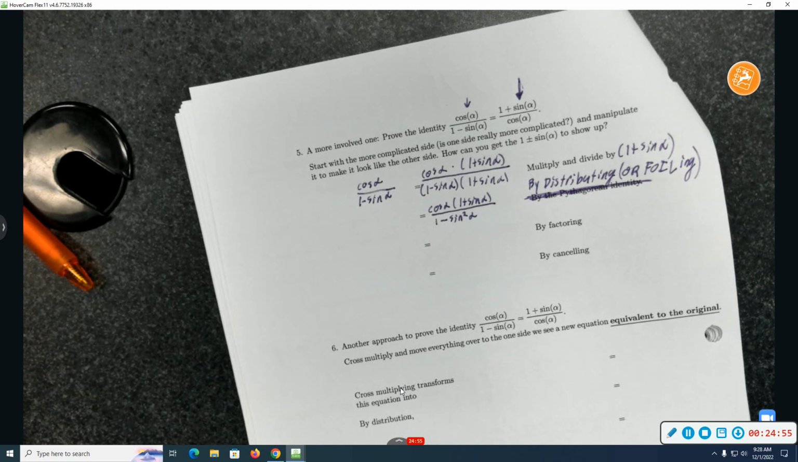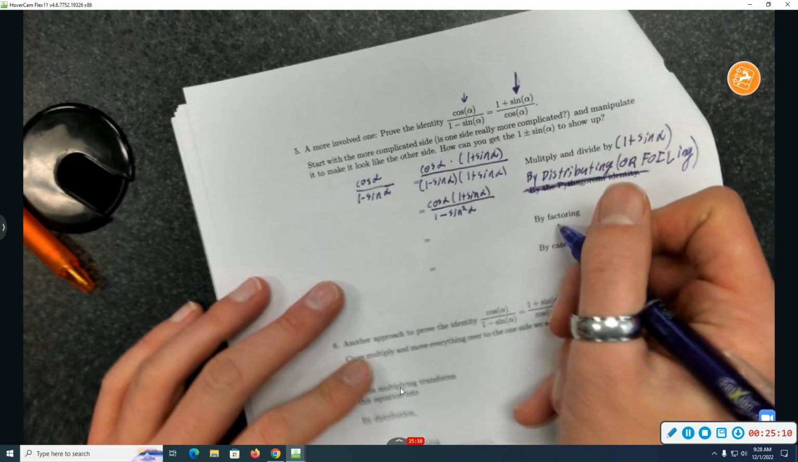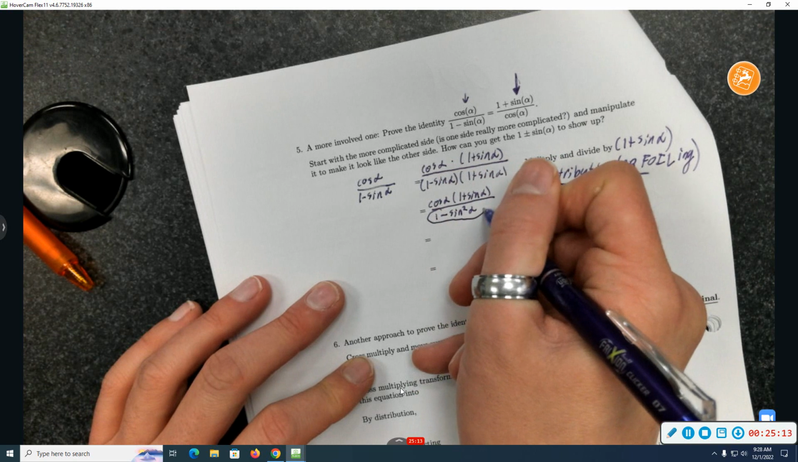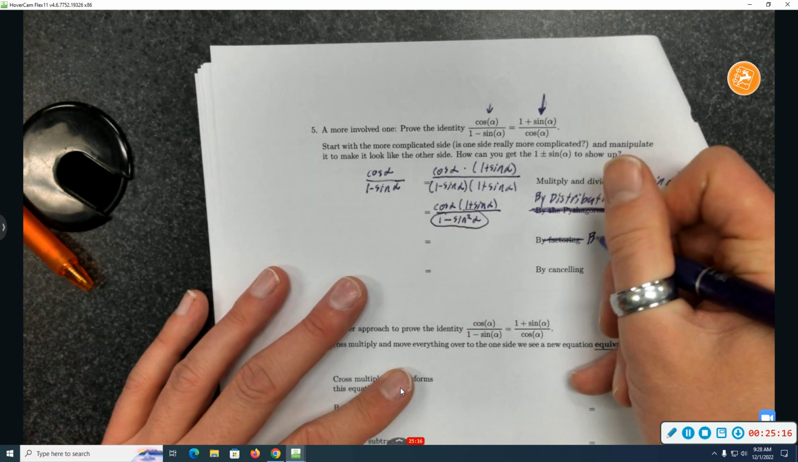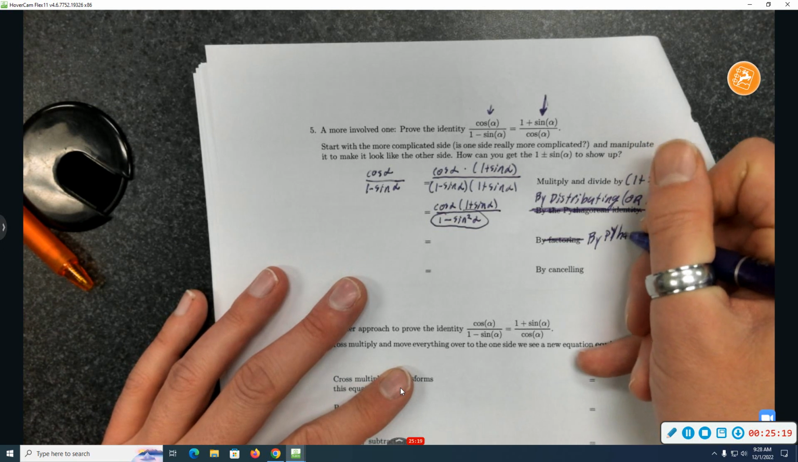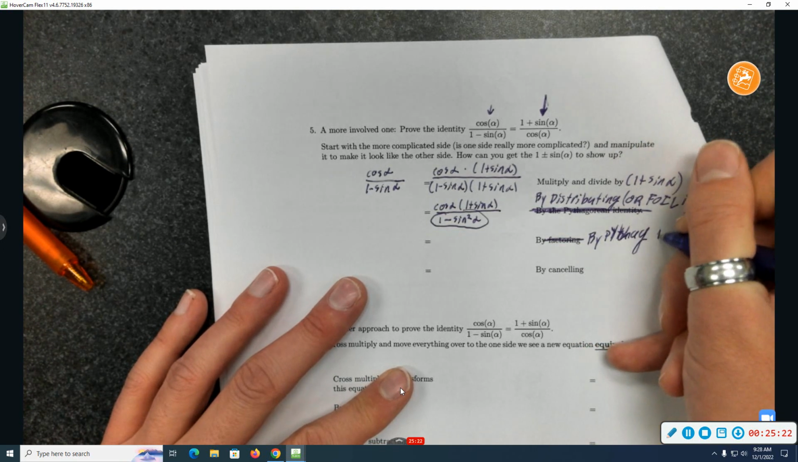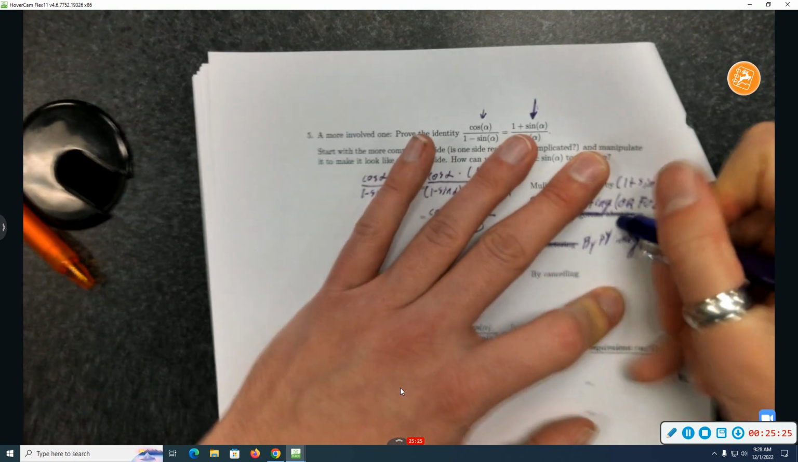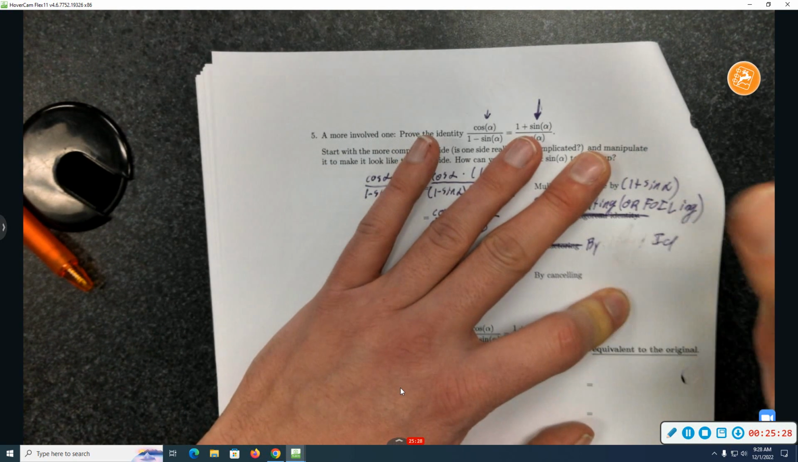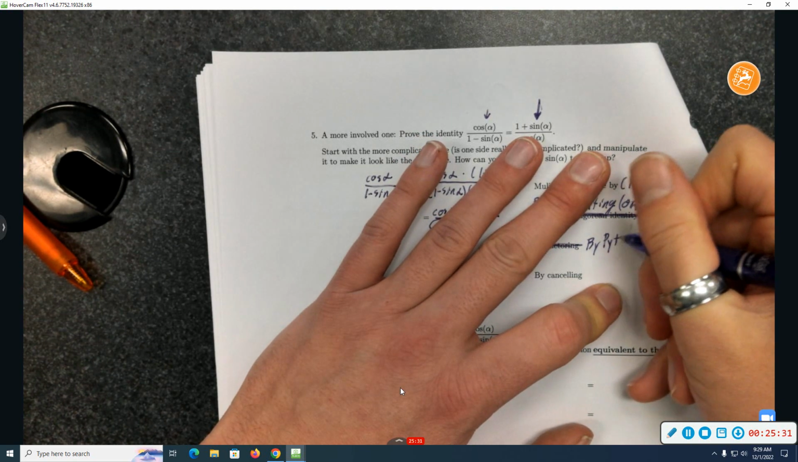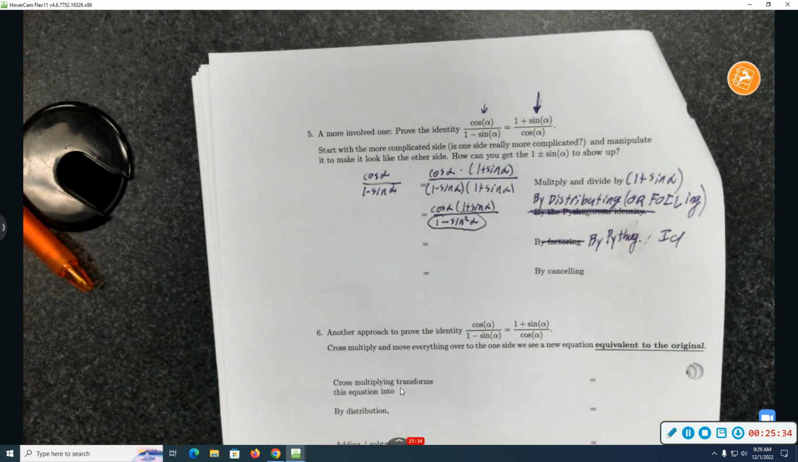Nice. So we do that. What seems useful? I see something with a cosine squared or a sine squared. So let's, by Pythagorean, as long as I'm abbreviating proper names, I may as well be slightly legible. By the Pythagorean identity, what does that become when you use the Pythagorean identity?